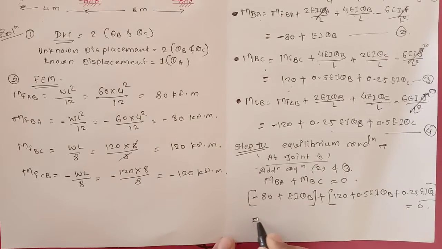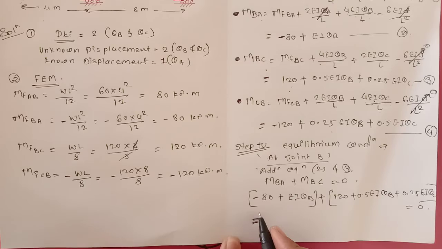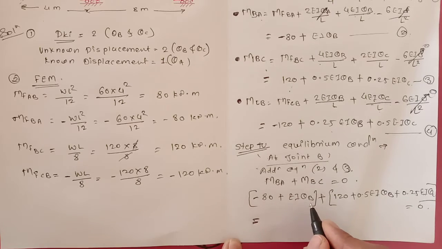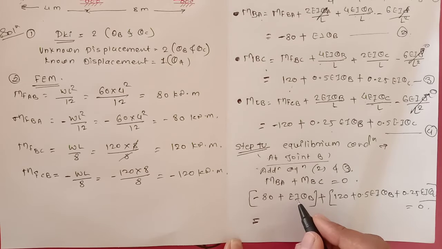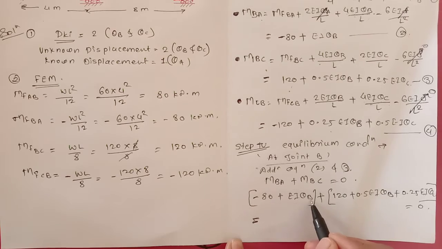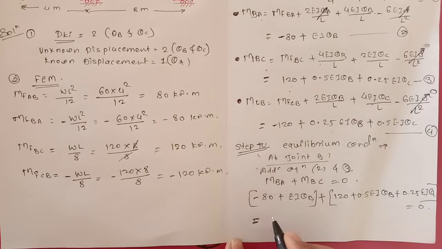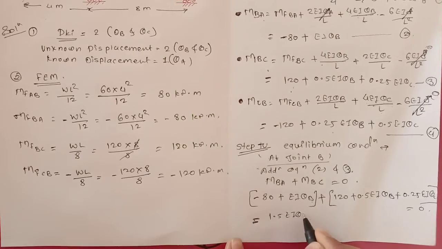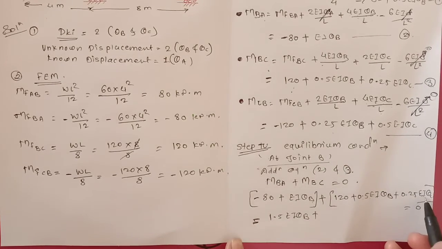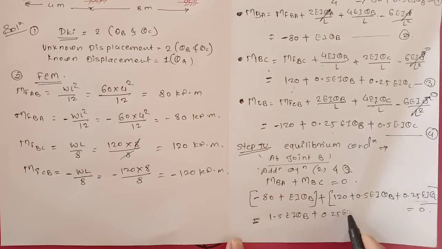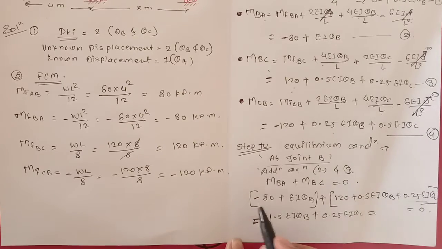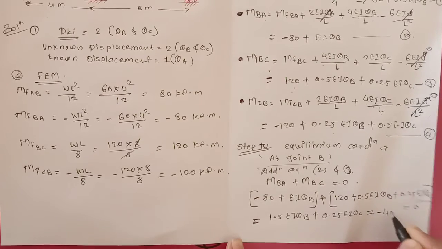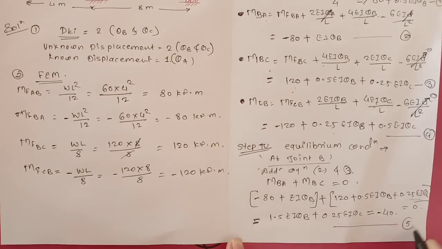Then to solve this equation, first take the EI theta B value. So here 1 EI theta B plus 0.5 EI theta B is equal to 1.5 EI theta B, plus, then after that take the theta C value. So here only 0.25 EI theta C is there, is equal to minus 80 plus 120 moved across, which is nothing but minus 40. Okay, this is our equation number 5.